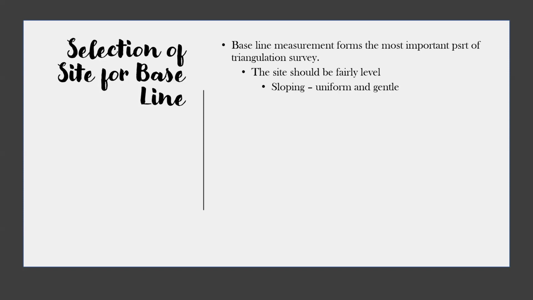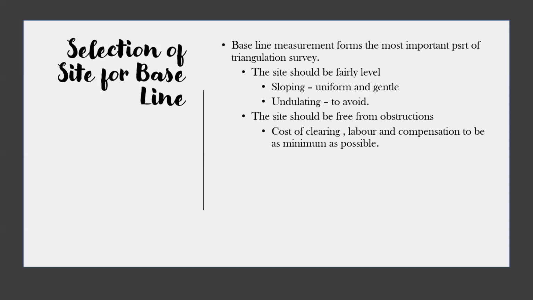And if at all you come across any sloping ground, make sure that the ground is uniform and gentle. And at no point should undulating ground be chosen for a baseline. So we have to avoid undulating ground as much as possible. The next point is the site should be free from obstructions. Why should this be so? So that there is no hindrance in measuring the distance between starting point and ending point.